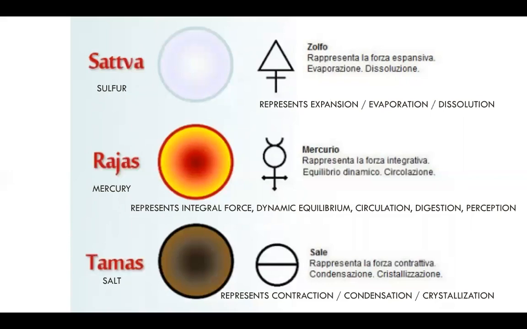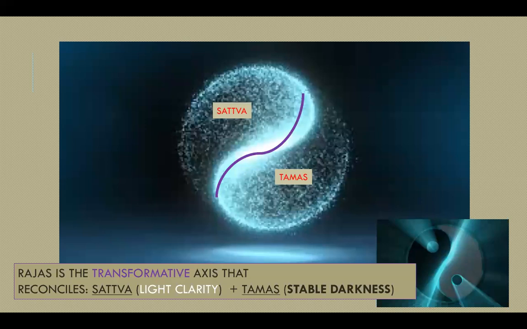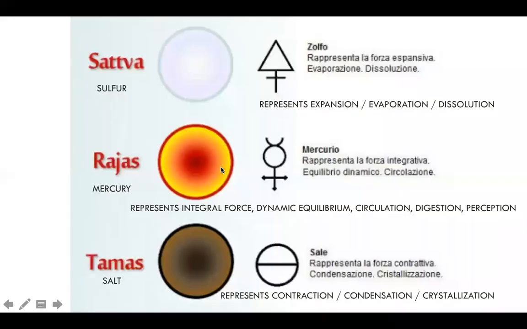Rajas is the integral, there in the middle, it's the integral force, the dynamic equilibrium, right? It's not just a static equilibrium. There's always a changing between sattva and tamas. And it's rajas that is that purple line between. And as such, it's always fluctuating. So there's a quality of circulation and digestion and perception. So rajas is the quality that allows us, when we interact with the daily things in our world, to interpret meaning and to perceive things, you know?